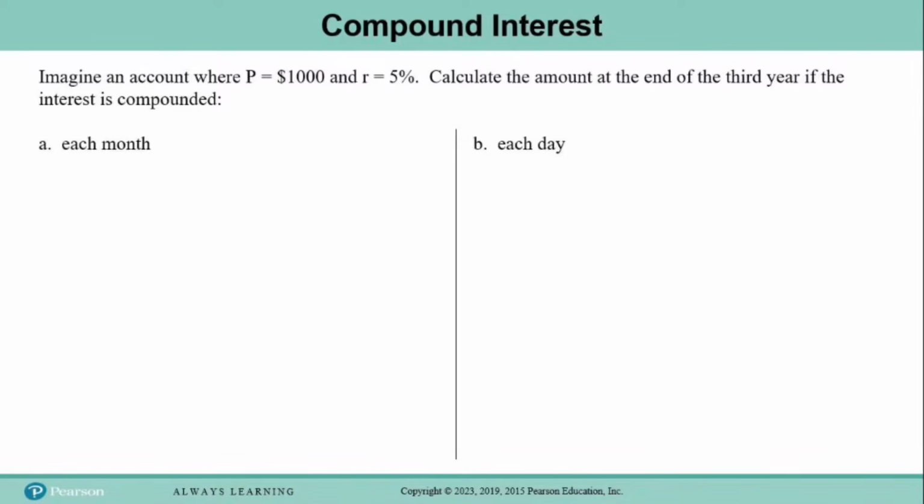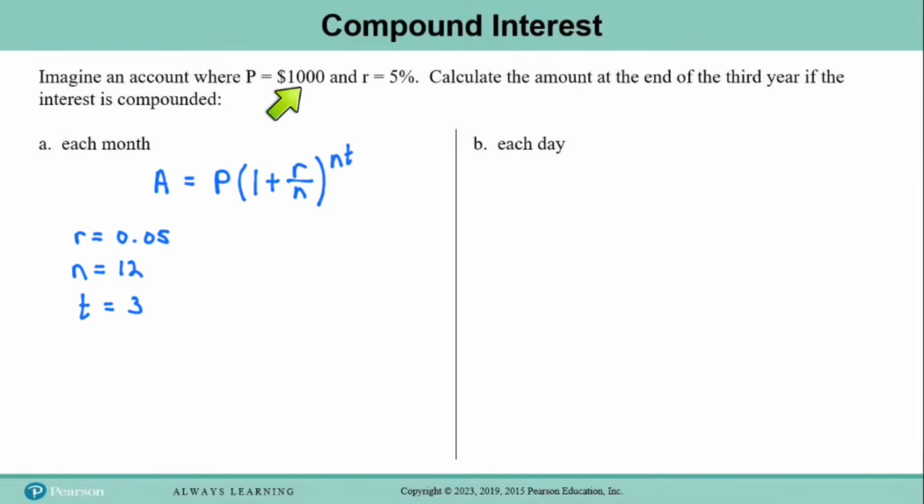So let's see how that works out. We'll start with part A, and here is our formula. This is the same formula that we saw on the previous slide, and let's write down what we know. We know that the rate is 5%, so in decimal form that's 0.05. We know that we're compounding each month. There are 12 months in a year, so n is 12. Remember, n is just the number of compounding periods in a year. And then we know that the time is 3 years because of the problem here. And I didn't write it, but of course the principal is $1,000.